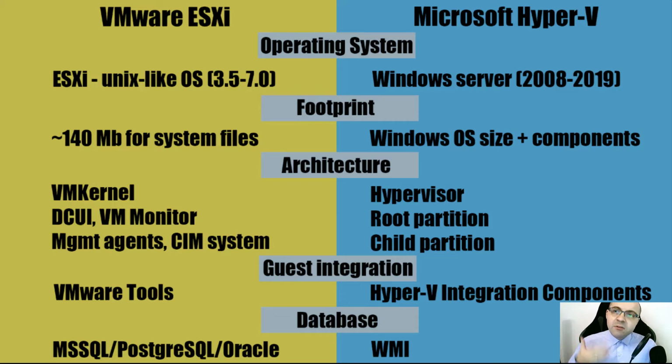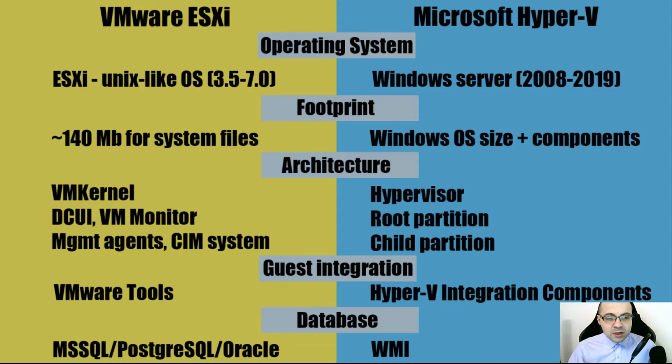So all the settings, information about VMs and about the configuration is stored in a SQL database. It could be Microsoft SQL Server, it could be PostgreSQL, it could be Oracle. For Hyper-V, all the information is stored in the Windows database itself, which is called the WMI database, Windows Management Instrumentation.